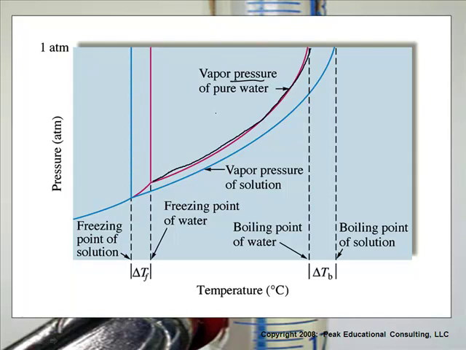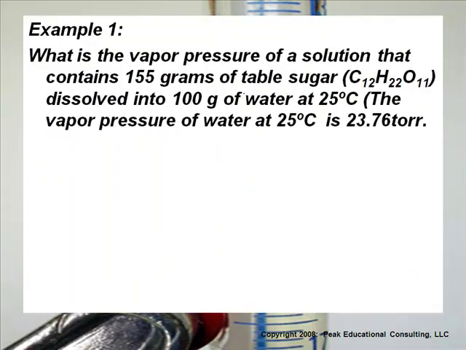And this is a liquid and this is a gas. What happens is the vapor pressure gets lowered because of this, and it actually changes its freezing point and its boiling point, which we'll talk about a little bit later. But it lowers it. You see the blue line right here is lower than the red line, therefore the vapor pressure is lowered. Okay? So let's do some examples.